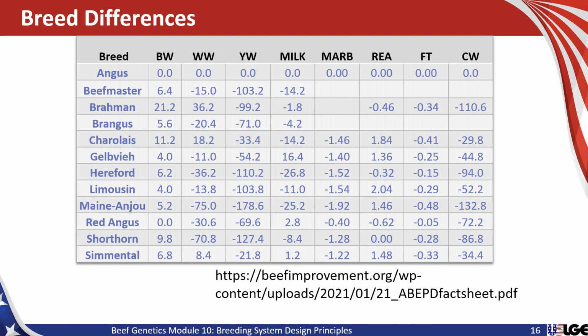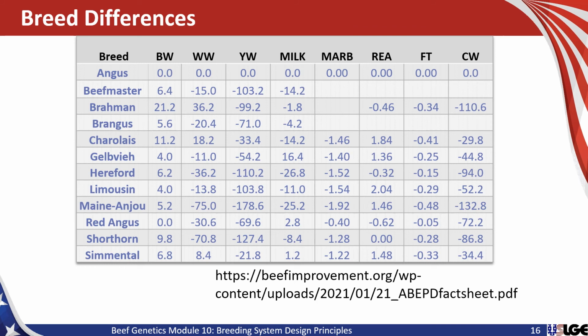This table depicts breed differences for the traits of birth weight, weaning weight, yearling weight, milk, marbling, ribeye area, fat thickness, and carcass weight. These estimates come from the U.S. Meat Animal Research Center's Germplasm Evaluation Project. There are a couple of important things to note to aid in correctly interpreting the values in this table. One is that all Angus values are set to 0, meaning that all other breeds are contrasted to Angus.